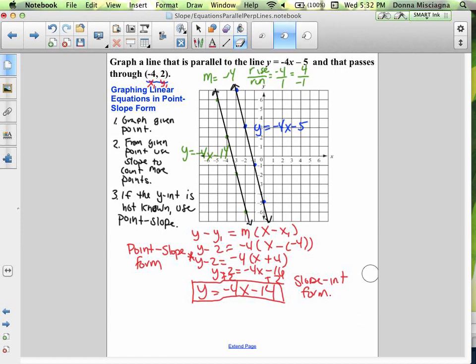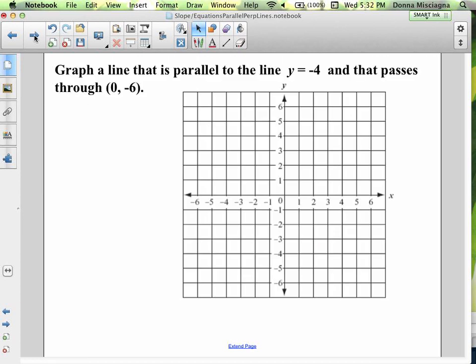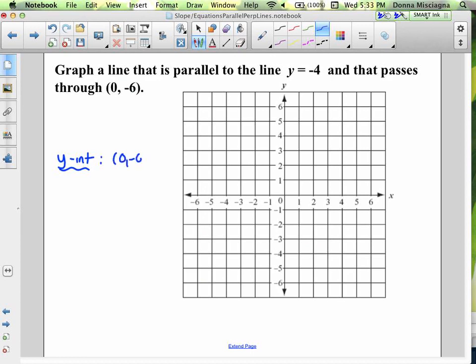All right, let's do a few more examples. We want to graph a line that is parallel to the line y equals -4, and that passes through (0, -6). Well, in this case, we do know our y-intercept. It's the point (0, -6). Sometimes we call that b, and our equation would have a -6.